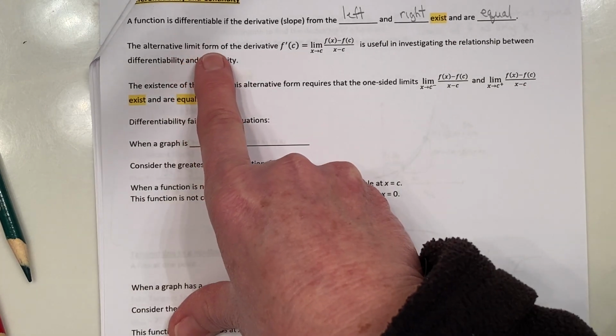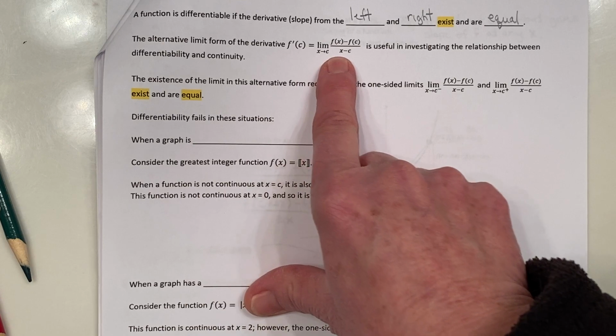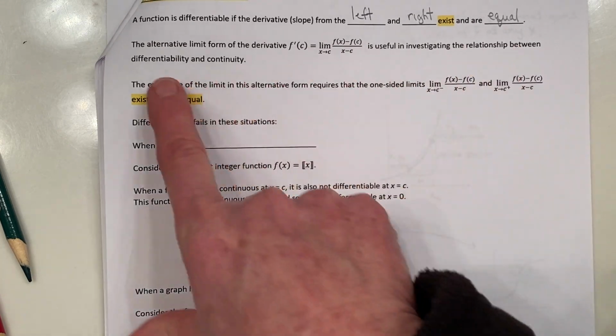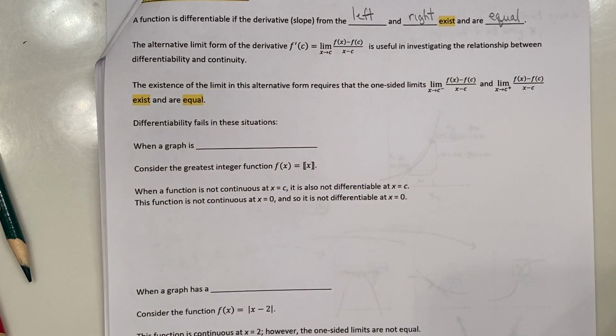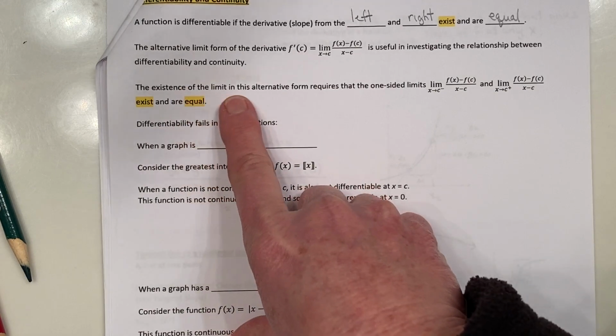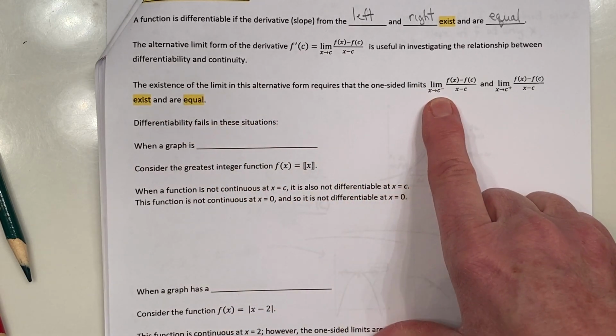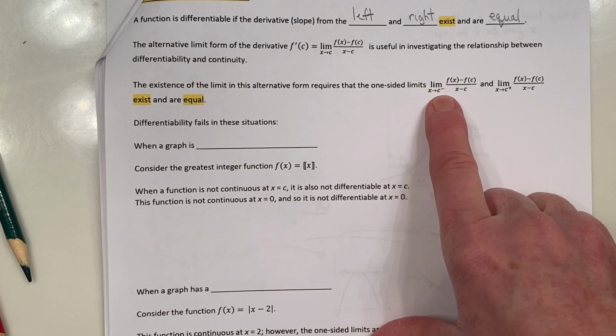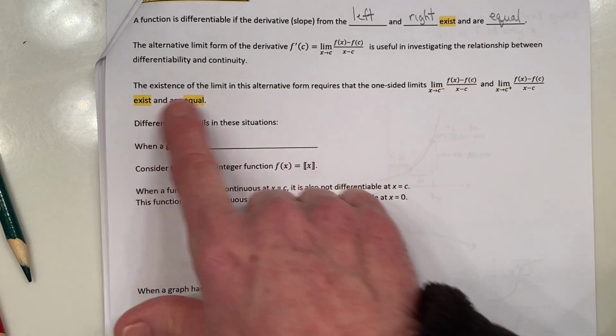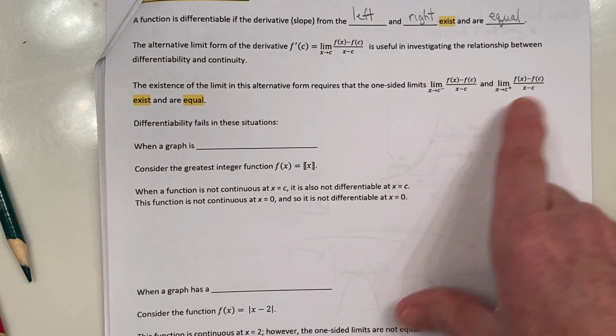The alternative limit form of the derivative that we just used is useful in investigating the relationship between differentiability and continuity. The existence of the limit in this alternative form requires that the one-sided limits, the limit as x approaches c from the left and the right, exist and are equal. So these are slopes, and that's all this is saying.